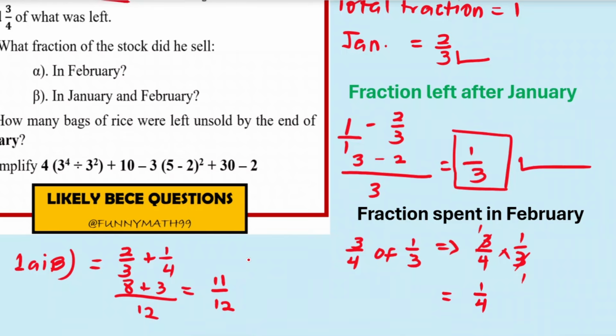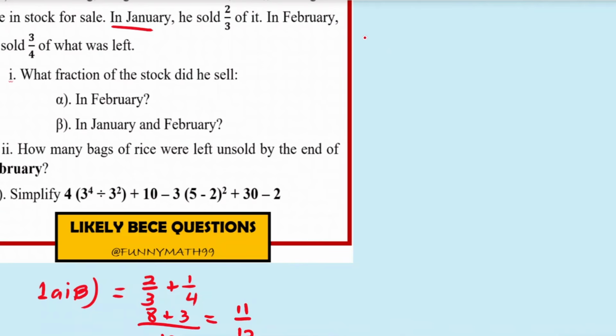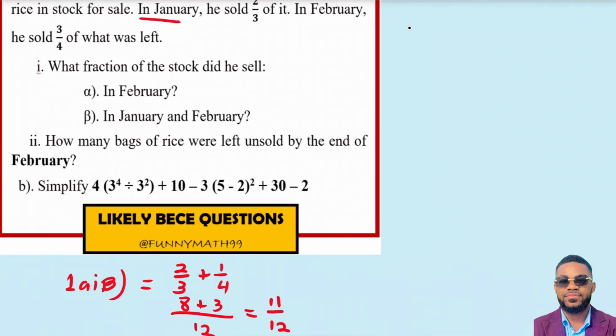Let's get our next question solved. So now the next question is talking about this one. How many bags of rice were left unsold by the end of February? That is question 1A. In this case, we want the actual number of bags left at the end of February. We don't want the fraction. We want the actual number of bags, unlike the first two that we were just looking for the fractions.